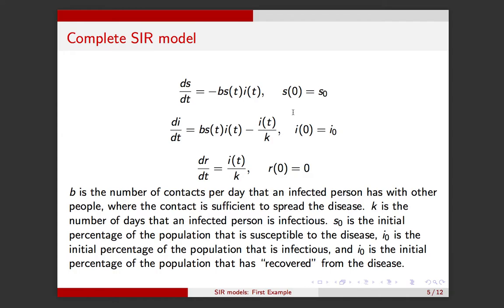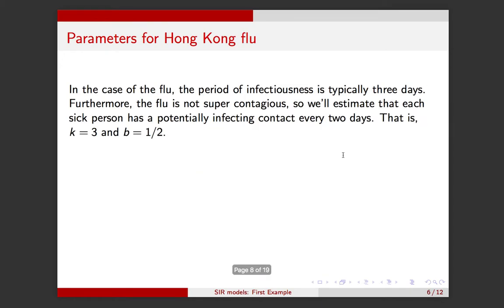So to set up a model to make predictions about the strain of flu, we have to find those 4 parameters. We have to estimate them somehow. Well, K, recall, is just the length of an infection in an individual, just how long are you sick on average. The flu is very well understood. For this particular strain, you're sick for about 3 days. It wasn't a particularly long disease.